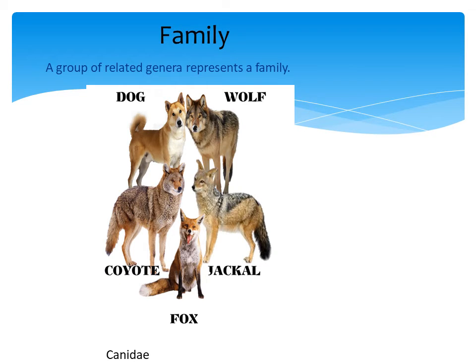When a group of related genera come together, they form a family. In the previous slide, we saw that dogs are a particular genus. In the same way, wolves, jackals, foxes, they are all different types of genera, but they are related to each other. And so, all of them form a family, which is called the Canidae family.